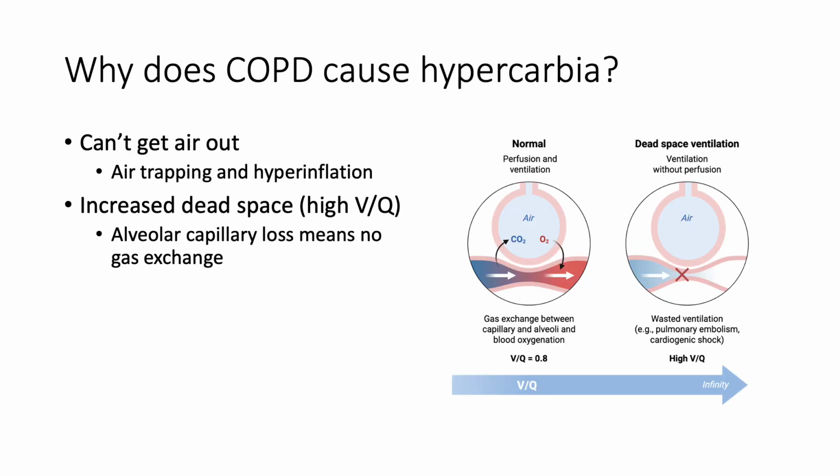Why does COPD cause hypercarbia? This can be true in both chronic bronchitis and emphysema phenotypes. They just can't get the air out, so they have that air trapping and hyperinflation, and they have increased dead space, so areas of high ventilation with low perfusion, and that's because they've lost some of those alveolar capillary units. You're not getting good gas exchange there. You can get air in, but then you're not able to get the CO2 out.